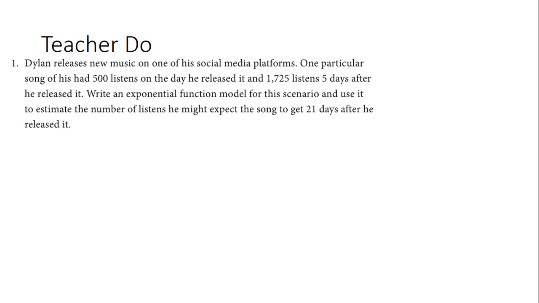Now we're going to go back through and mark our text. So we know we have 500 listens, and that's on the day he released it. So this would be our 0, our A, because it's our 0. Then we have 1,725 listens on 5 days. And what we're looking for is our exponential function model. And then how many does he have 21 days later?